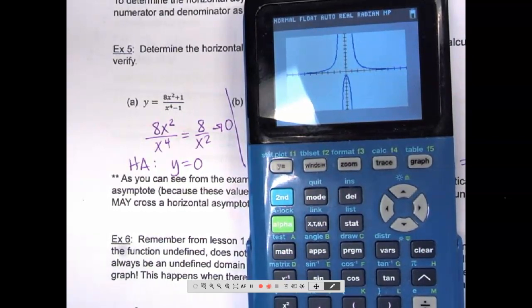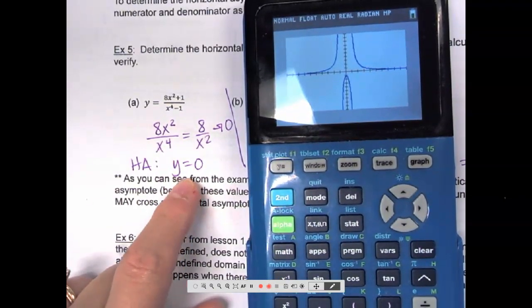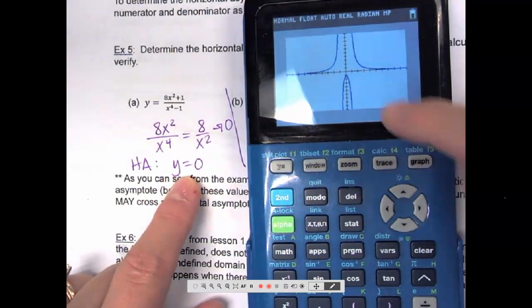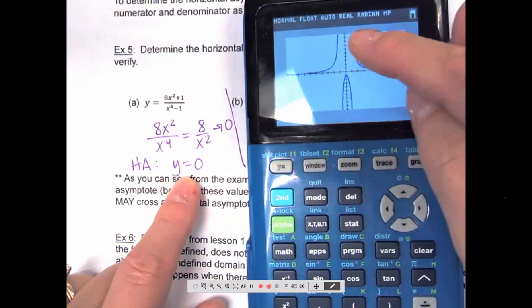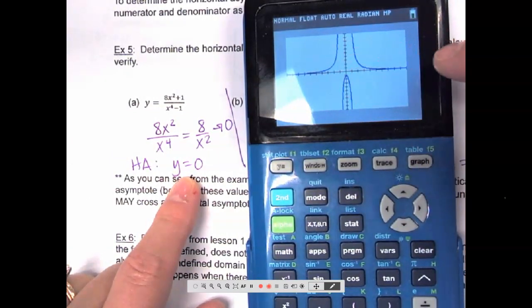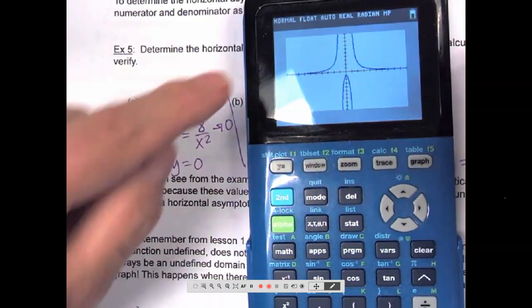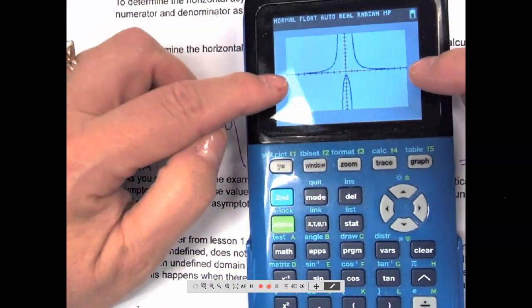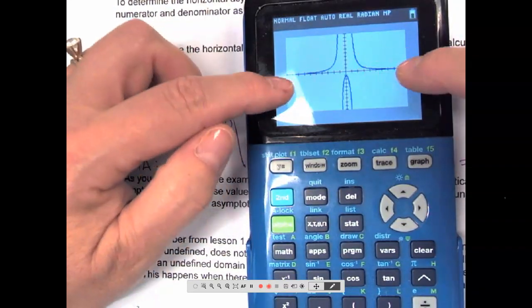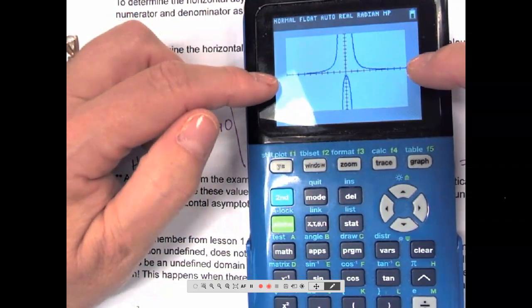Okay. Do we see a horizontal asymptote at y equals 0? Yeah. Okay, but what about this? This is going down to negative infinity. Remember, in the middle, it doesn't matter. Horizontal asymptote, we're looking out far to the right, far to the left. Is the graph leveling out? And that answer is yes. And it's leveling out onto the x-axis, which is the equation y equals 0.